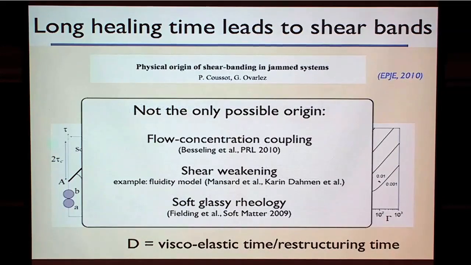But I should say that there could also be other origins, for example, flow concentration coupling, shear weakening. Also, in the soft glass rheology, you can have a coupling of the effective temperature, which I don't go into. But there are different ways how you can get this shear band phenomenon. And I just want to say that we believe that the shear weakening, this local shear weakening, is similar to our idea. That means that you have locally broken something, and next time it will be easier to break it again. So this is also in the same spirit that you think there's a long healing time that leads to a shear band formation.